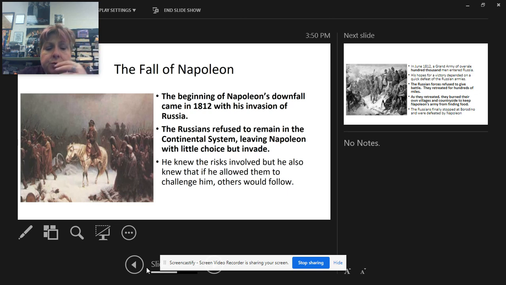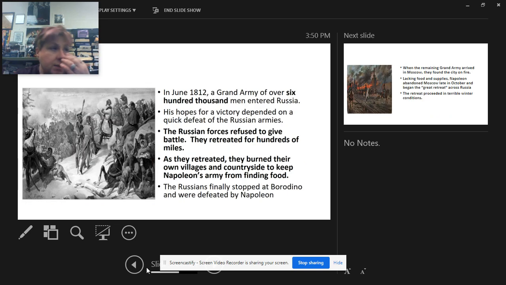So it left him little choice but to invade. He knew there were risks involved, but he also knew that if he allowed Russia to challenge him, it would open up the doors for all these other countries to challenge him. So in June of 1812, he took a grand army of over 600,000 men to Russia.